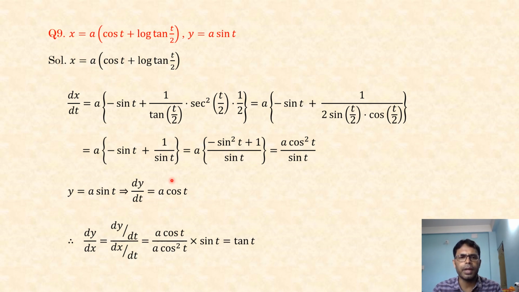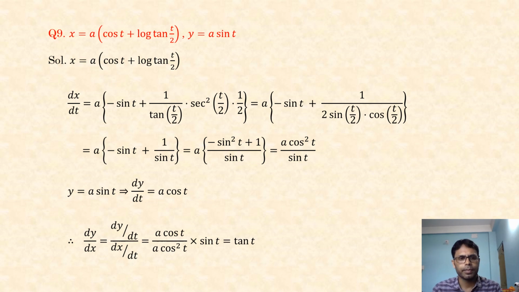The dy/dt value is a cos t divided by this, but this sin t will go to the numerator, so I have written it directly as a cos square t by sin t. So you see here, one of the cos is cancelled, a is cancelled, so sin by cos means tan t is the answer. So this proves that dy/dx is equal to tan t. That is the solution for the question.